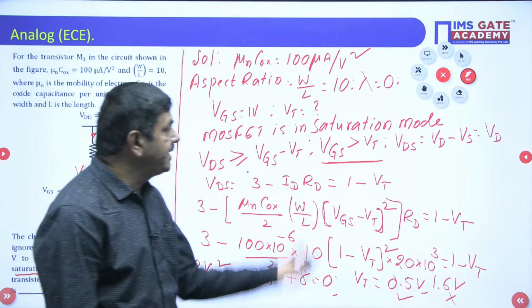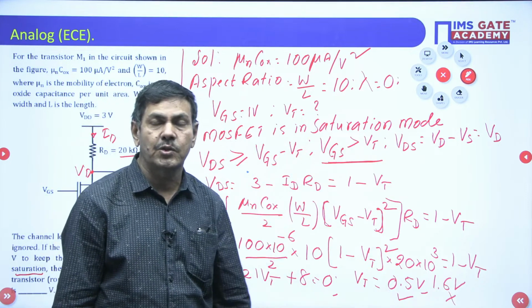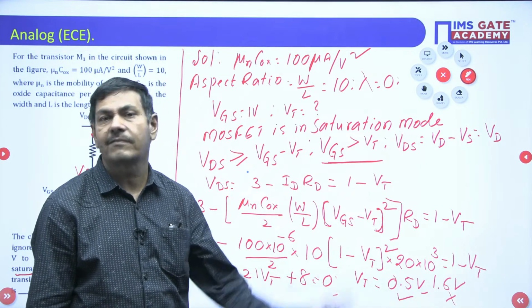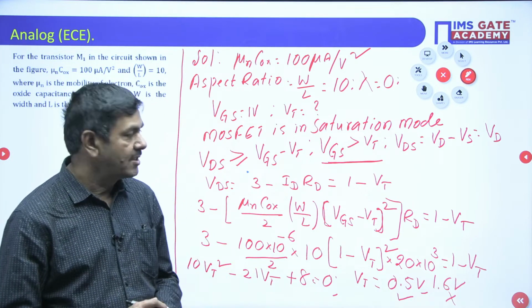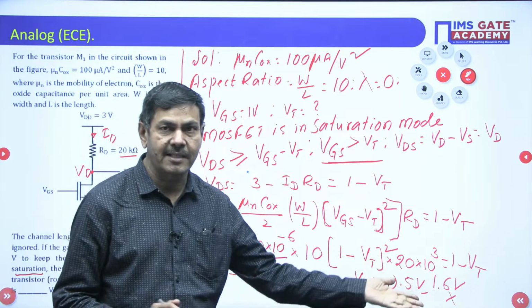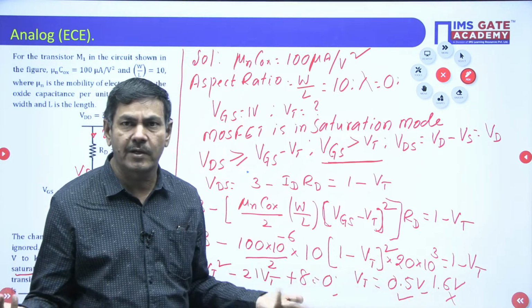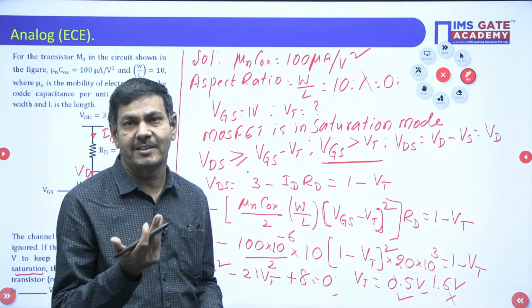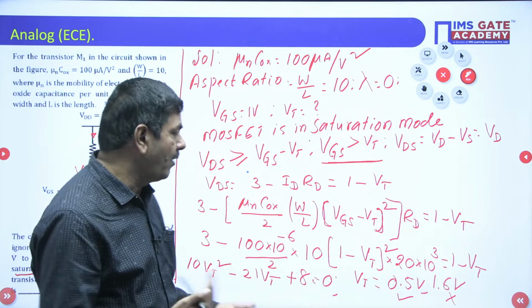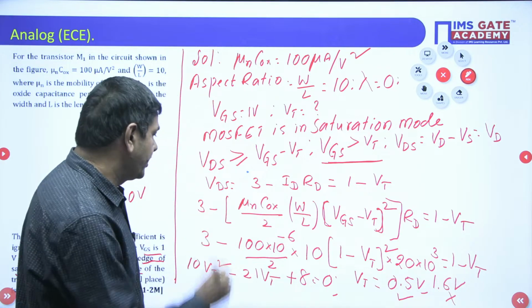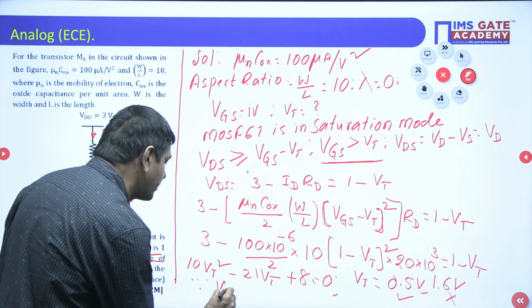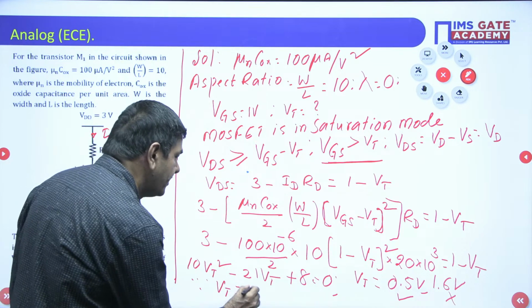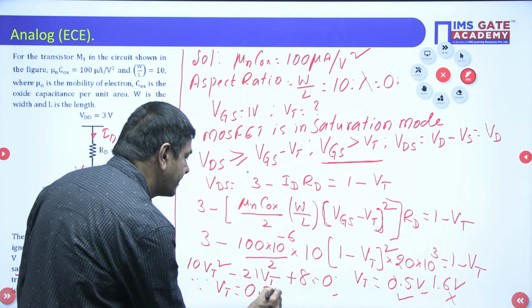If VGS is less than VT, you know very well the MOSFET is in the cutoff region only. It will not enter the saturation region. So it cannot be 1.6. Sir, I will take 1.6. Sir, yes, you take it. What happens? It goes to the off state, that MOSFET. But we want it to be in saturation. That's why finally we can write that the threshold voltage must be equal to 0.5 volts.